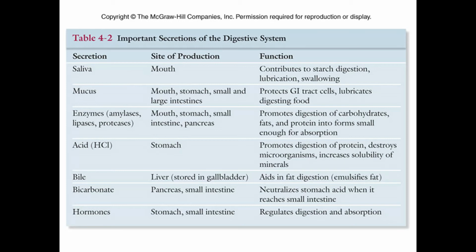Bile is made in the liver and stored in the gallbladder. It's needed to emulsify fat. Bicarbonate is manufactured in the pancreas and released into the small intestine to neutralize the stomach acid. And various hormones are released, especially in the stomach and small intestine, which control the behavior of surrounding cells to halt or hasten digestion.